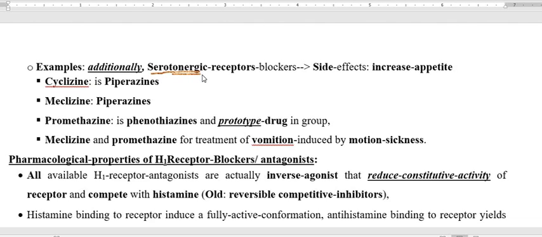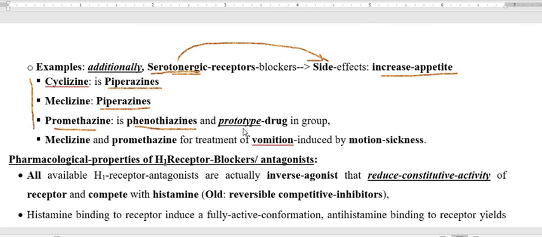Now we go through the H1 receptor antagonists that also block the 5-HT receptor, the serotonin receptor, and therefore produce a side effect: they increase the appetite. Under this, there are three interesting, important drugs with very good therapeutic efficacy: cyclizine, meclizine, and promethazine. Cyclizine and meclizine belong to the piperazine group, and promethazine belongs to the phenothiazine group and is also the prototype drug of the group.